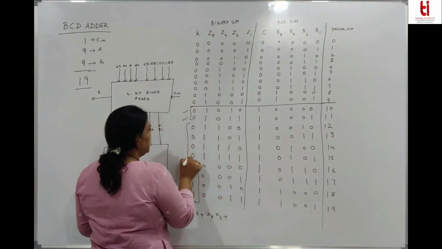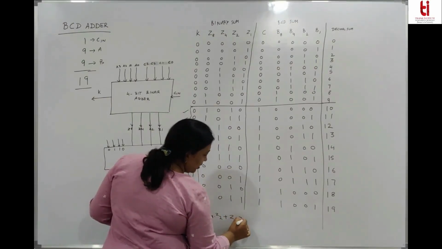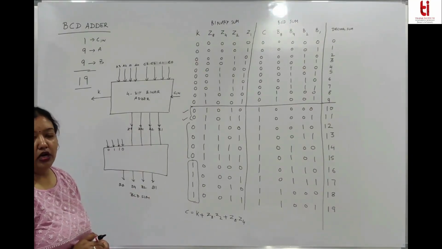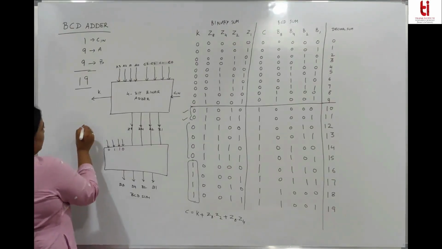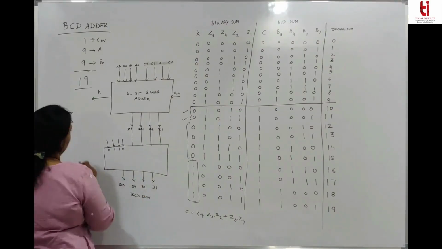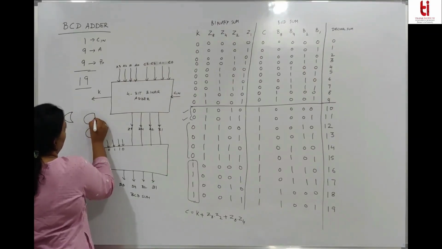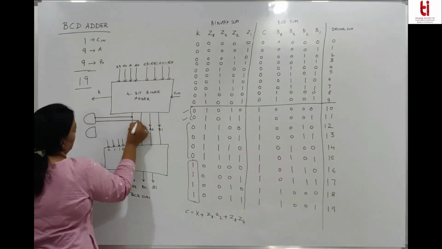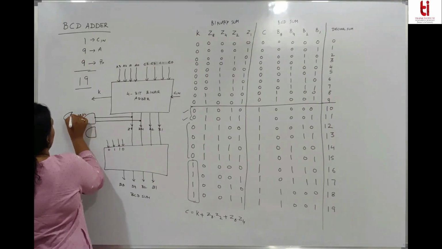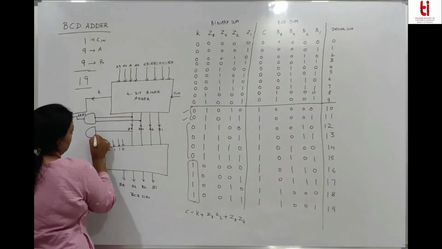The next condition: these 4 are left. So when Z8 is 1 and Z4 is 1, you have to add 6 to it to get a carry out for a BCD sum. So what you do is, there is an OR gate and there are 2 AND gates. This gives Z8, Z4. This will give you 1. This will be Z8. This is Z2.